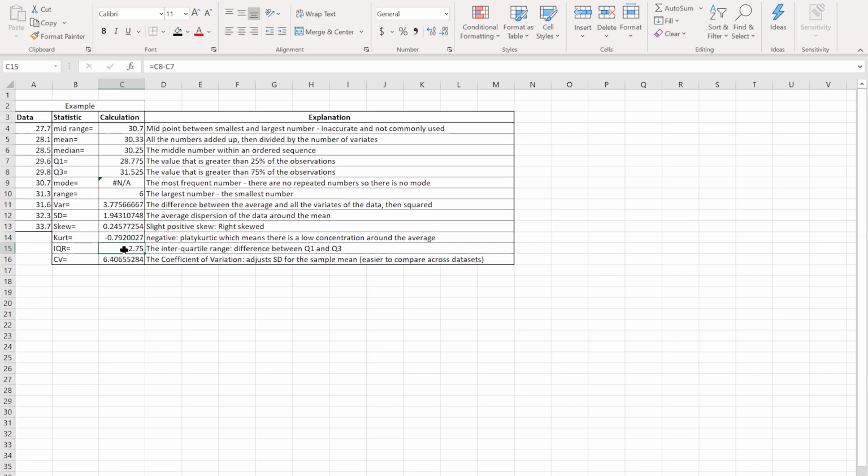We have our interquartile range, which is the difference between Q1 and Q3. So up here, we're just referring to these cells. We didn't type it out again. So we have Q3 minus Q1 to find the difference between them. And then finally, we have our coefficient of variation, which is our standard deviation divided by our mean times 100%. So this adjusts the standard deviation for the sample mean, and it's easier to compare across data sets.